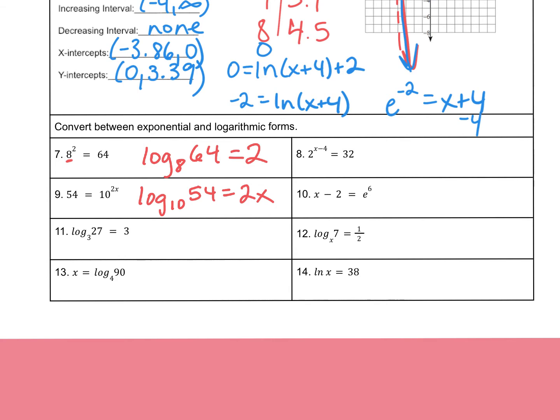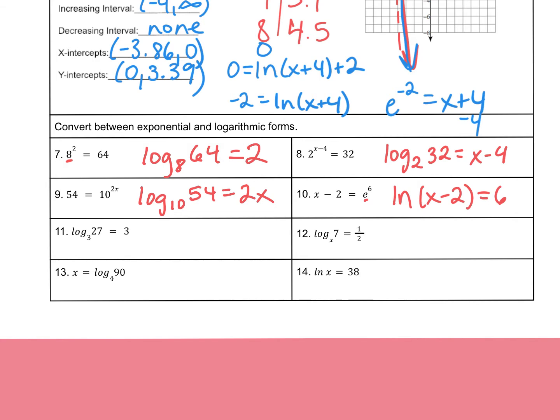We'll finish up all of these exponentials. So log base 2 of 32 equals x minus 4. Okay, we see a base of e on this one, so that tells me this is going to be a natural log one. Natural log of x minus 2 equals 6. Cool.